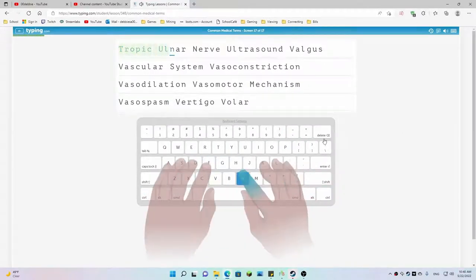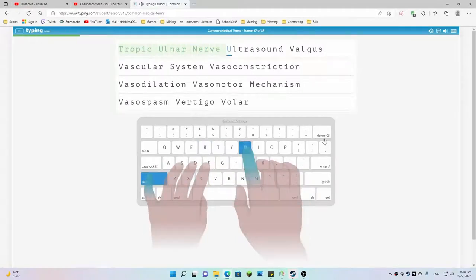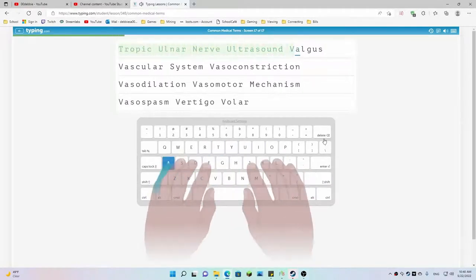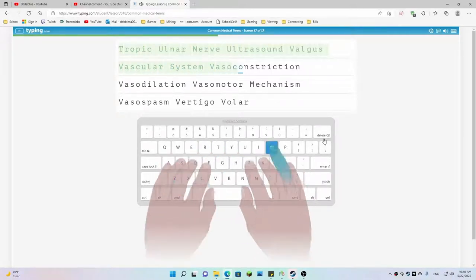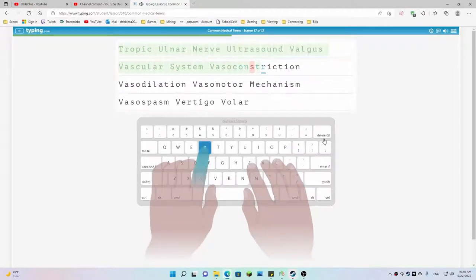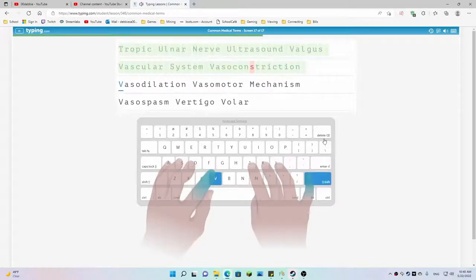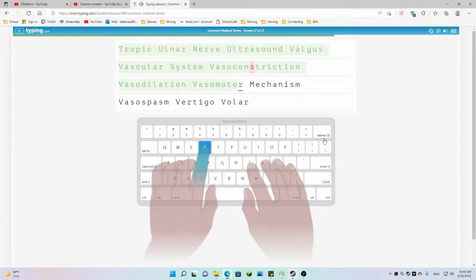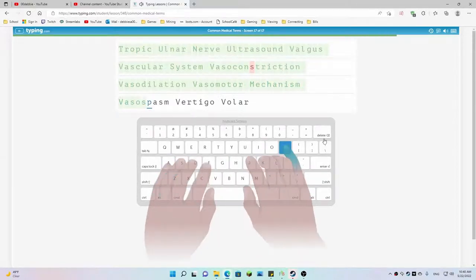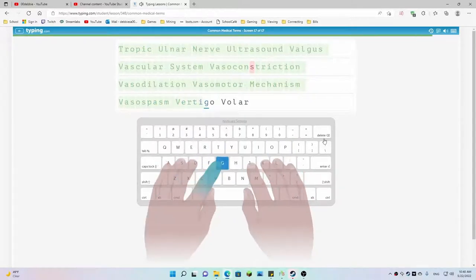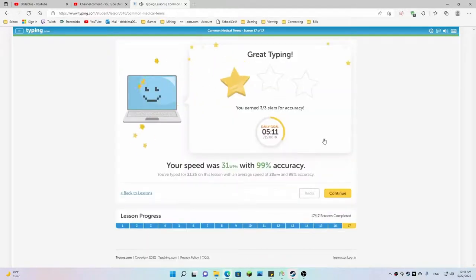Neurotrophic, ulnar nerve, ultrasound, valgus, vascular system. Oh, I didn't do the S, I guess. Vasodilation. Vasomotor system. Vertigo and bulbar. Oh, and I think that was the last one.